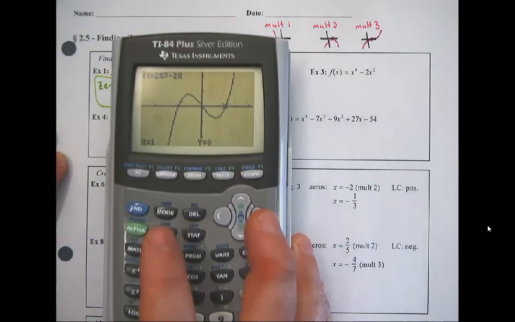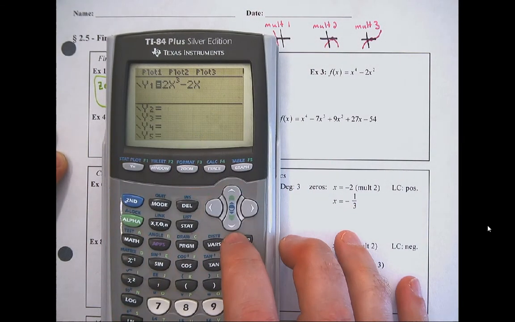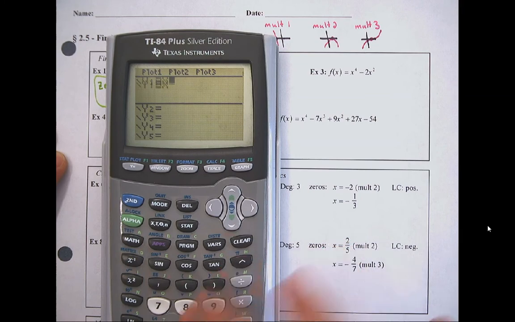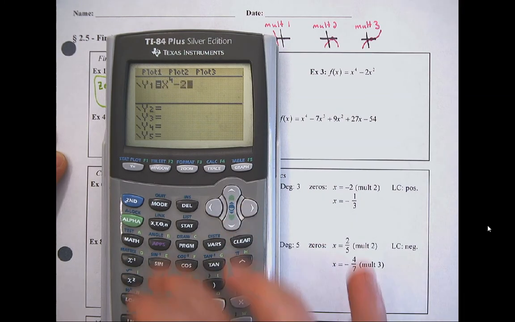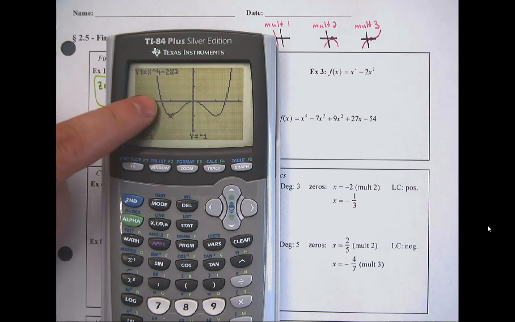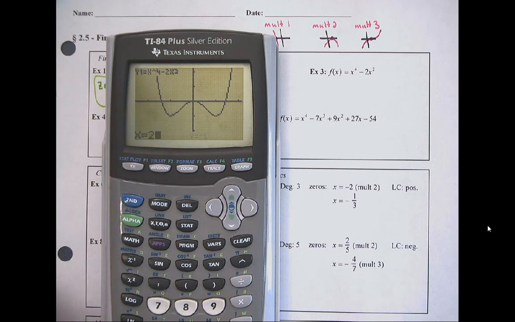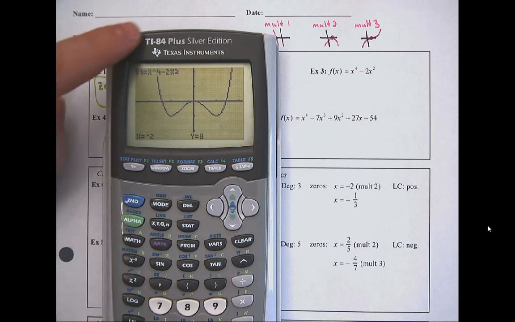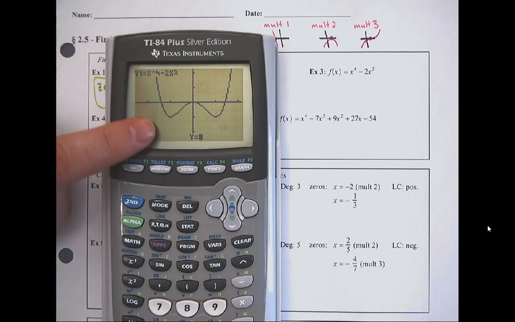Okay, let's look at the next one. X to the 4th, subtract 2x squared. Window's good enough? Yep. All right, so the point of this example is what happens when you can't guess. Because look, if I trace to -1, nope, that's too low. It's not at a height of 0. If I trace to -2, it's up here at 8, which isn't even on the graph.